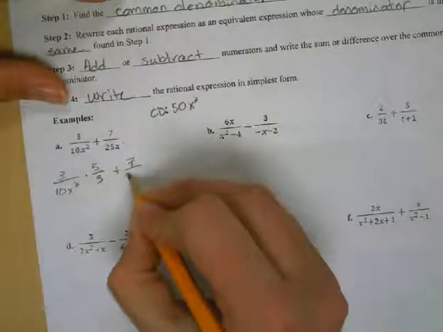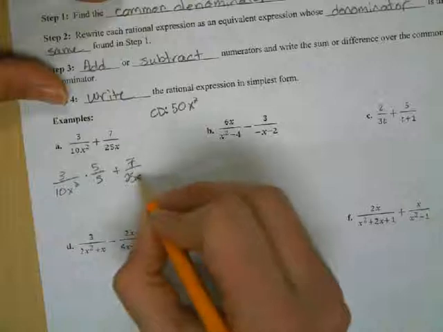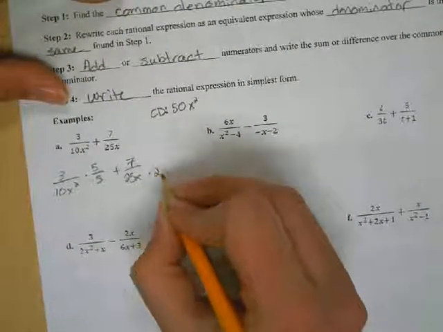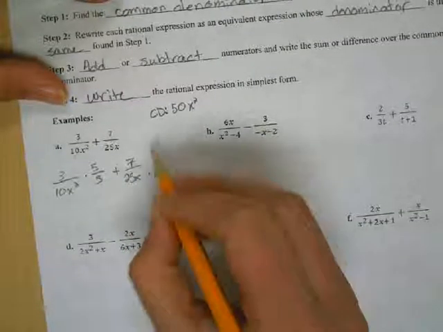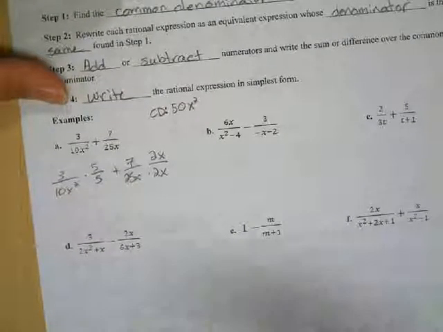What do I need to multiply 25x, rather, to get to 50x squared? Well, I need a 2 and an x. That would give me 50x squared. So I do the same to the top and the bottom. Okay, once you're here, you go ahead and you just multiply.